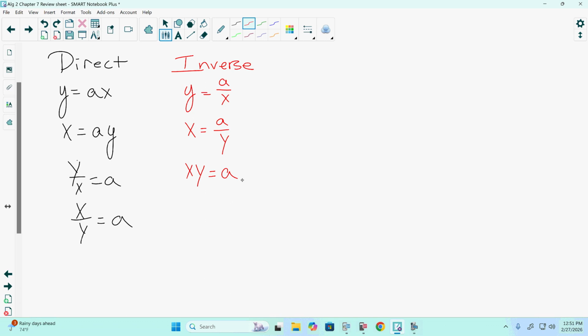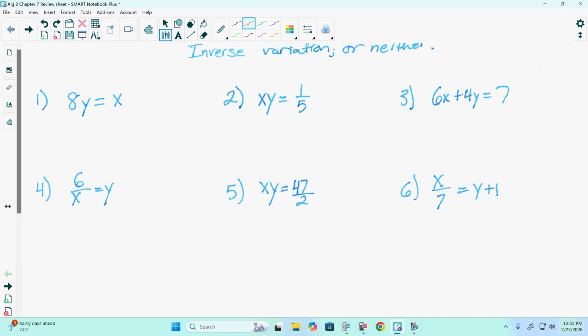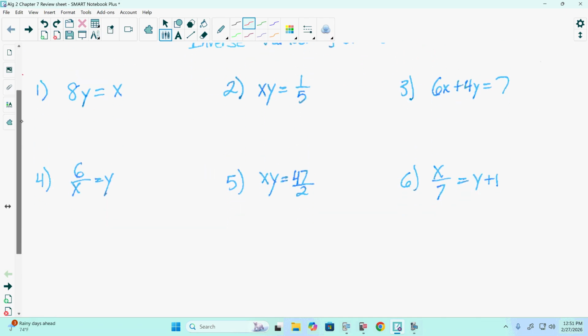One of the biggest things to point out, we have to have two variables. We have to have an x and y. Because if we only have one variable, it's just in terms of x or just in terms of y, it doesn't matter. It's not direct or inverse. It's going to have to be neither. So x equals 3/4 is neither, because we have to have x and y. We have to have two variables. And it's also going to be neither if the variables are being added.